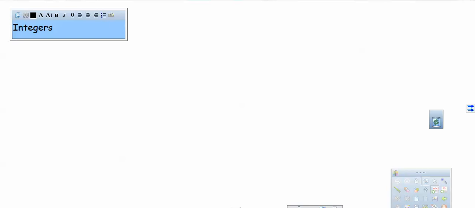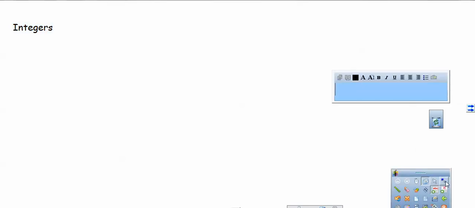Today we are talking about integers. So you need to take out your notebook and write down the word integers. Integers are positive and negative whole numbers. So they're positive and negative numbers.